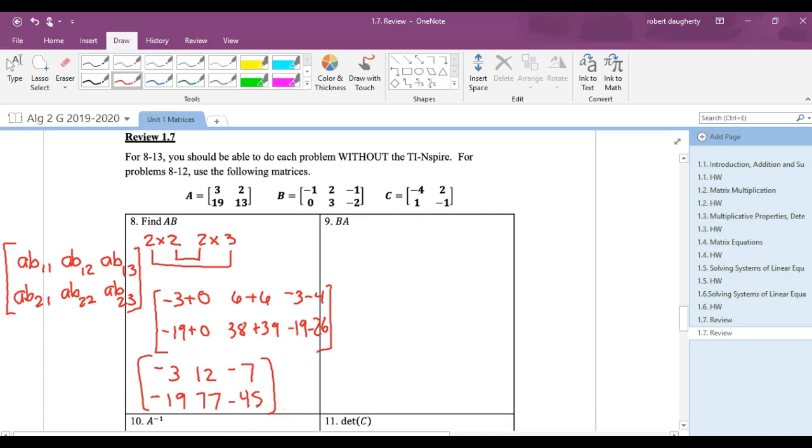BA. B is 2 by 3. A is 2 by 2. You should love this one. This is undefined. That is all you need, okay? It is undefined. And then let's move on.